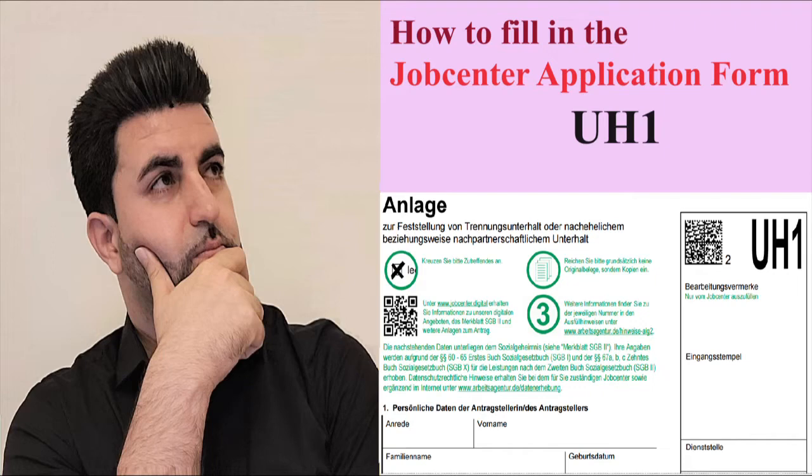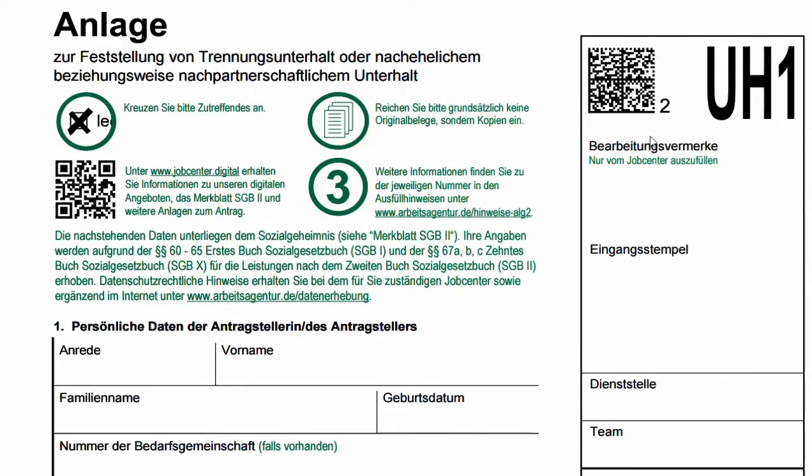Today I would like to explain for you how you can fill in the attachment UH1 of the main application of Jobcenter. UH1 is the abbreviation for Unterhalt 1, which in English means living expenses or maintenance 1. It is called 1 because it is the first attachment about the living expenses. There are 3 more attachments about the living expenses, which I'm going to explain for you in my next videos. I mean, the second attachment, the third attachment, and the fourth attachment I'm going to explain for you in the coming weeks.